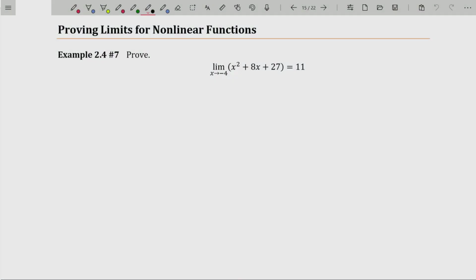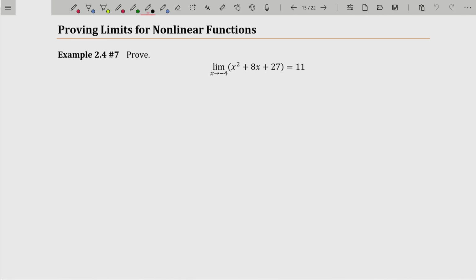Hello, my name is Roy Simpson, professor of mathematics at Cosumnes River College in Sacramento, California. In this video, we are going to delve even deeper into proving the limits of functions. And this video specifically is dedicated to proving limits of nonlinear functions.